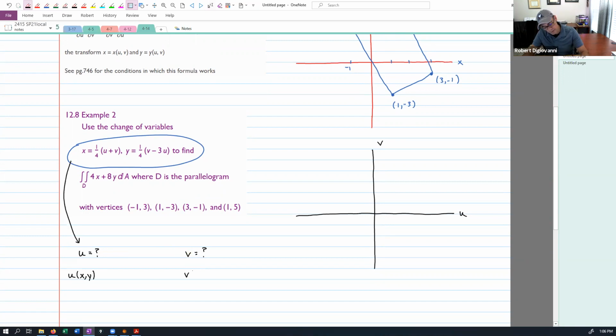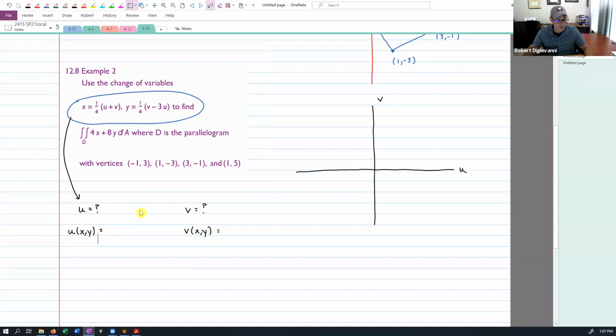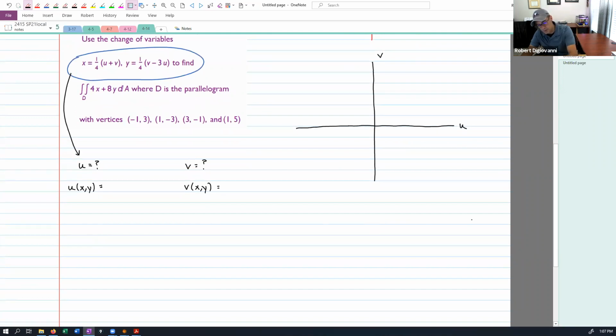And then we need to write V as a function of X and Y. That way I can tell what happens to all these points under this change of variables. So in order for me to do that, I'm going to have to do some algebra on this stuff up here. So let me write these down.